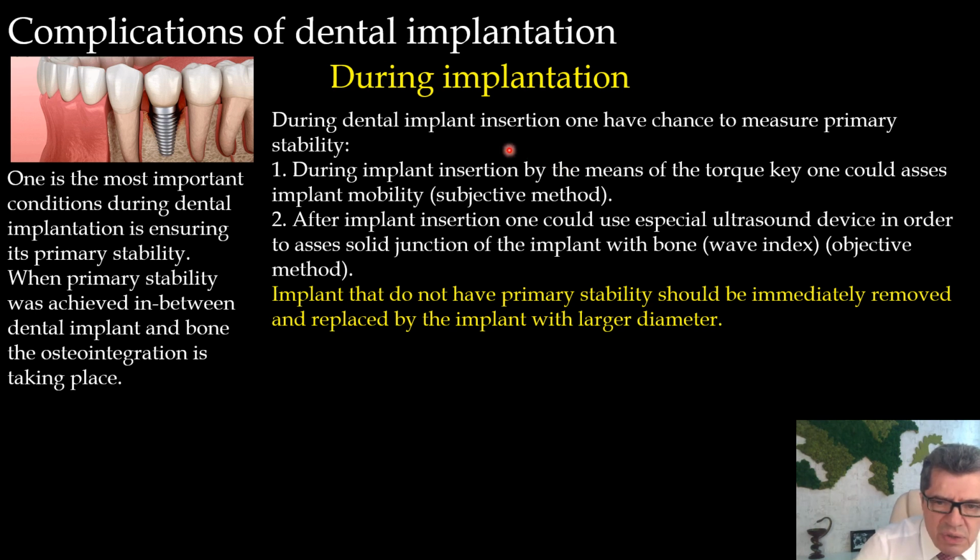During implant insertion, we have the chance to measure the primary stability. By means of the torque key, one could assess implant mobility, using a subjective or an objective method. After insertion, one could use a special ultrasound device to assess the solid integration of the implant with bone. Implants that do not have primary stability should be immediately removed and replaced by an implant of larger diameter, because ensuring primary stability is a very important condition during dental implantation. When primary stability is achieved between the dental implant and bone, osseointegration takes place.